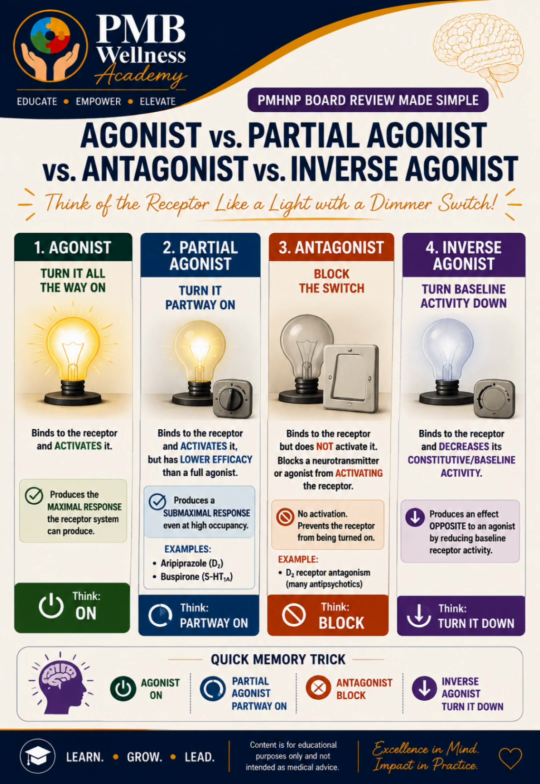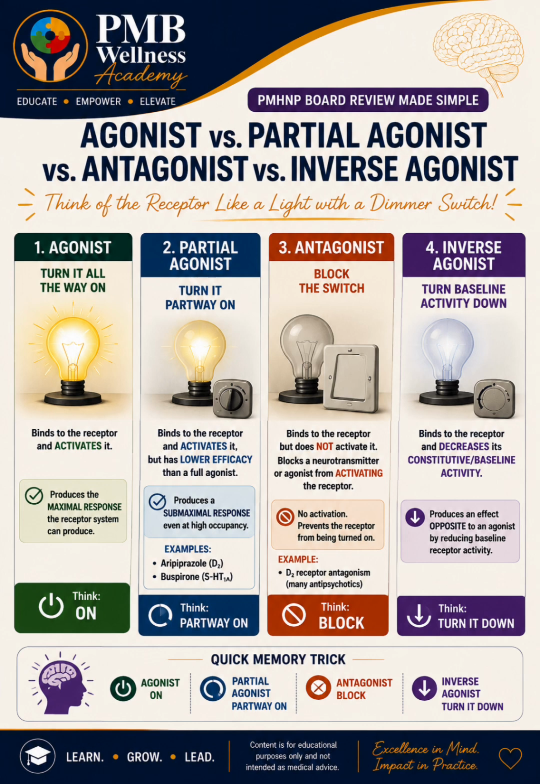Let's try some quick review questions. A medication binds to a receptor and produces the maximum biological response of that receptor. Which term best describes this medication? A, antagonist, B, partial agonist, C, full agonist, or D, inverse agonist? C, full agonist. Why? A full agonist binds to and activates the receptor with sufficient efficacy to produce the system's maximum response.